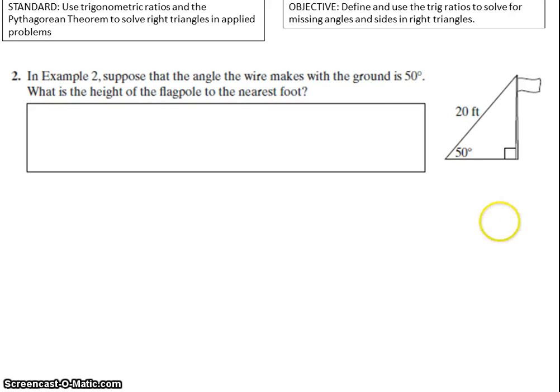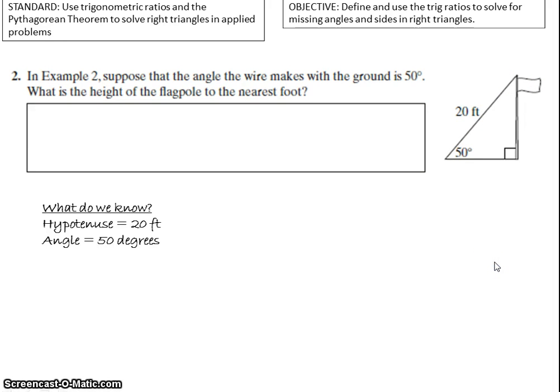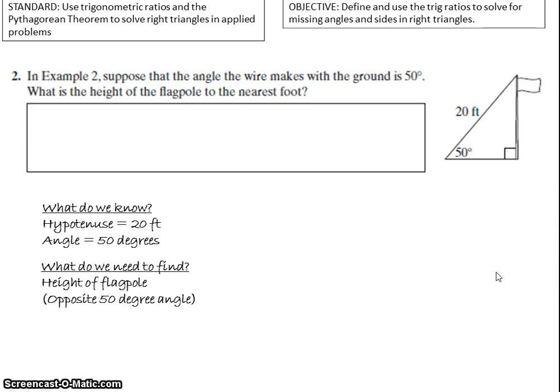Question 2. In example 2, suppose that this flagpole is a little bit different, that the ground angle is 50 degrees and that we don't know the angle up here. The length of this guy wire is still 20, so what do we got to do? Well, what do we know? We know the hypotenuse is 20 feet. We know that the angle is 50 degrees. What do we need to find out? We want to find out how tall the flagpole is, and the flagpole is opposite the 50-degree angle.